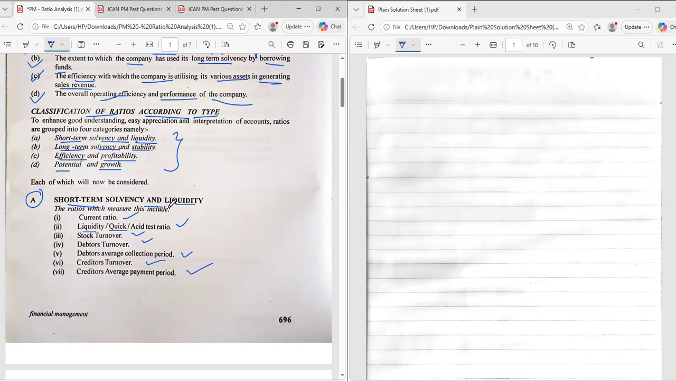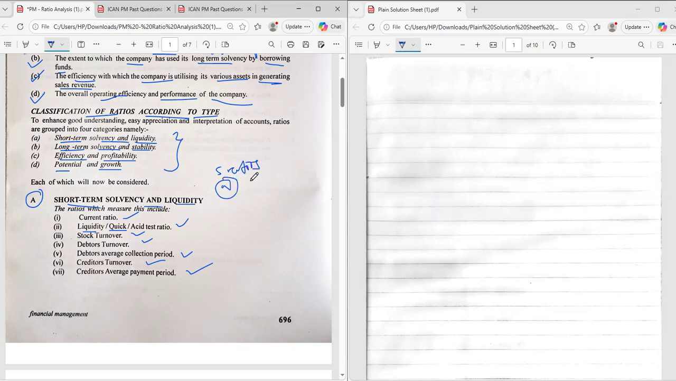And somebody wants to ask me, must I know that these ratios are under short-term solvency and liquidity ratios? Yes, you must know. Because sometimes the way the question will come in your exam is: calculate or prepare 5 ratios under the following heading.